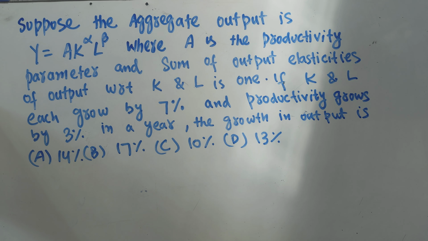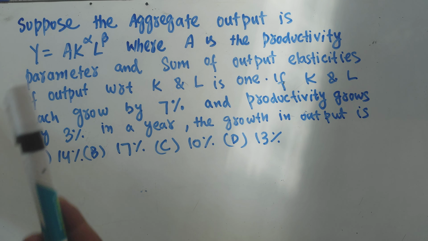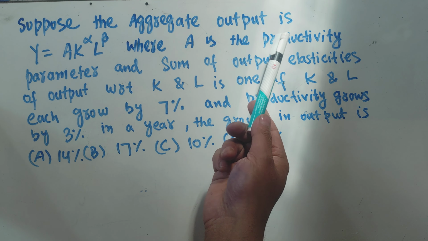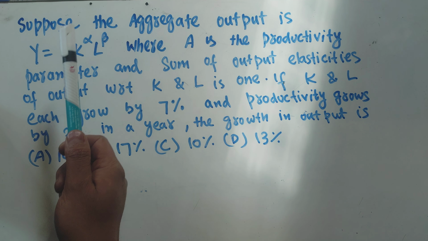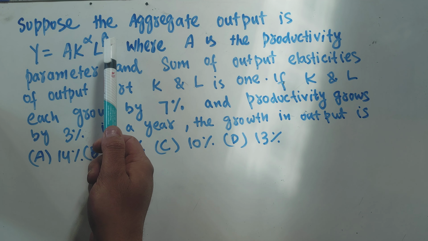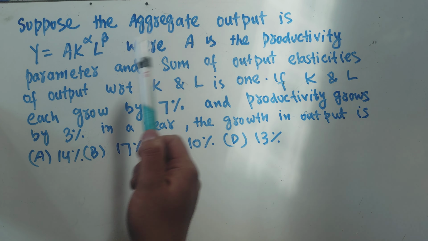Let us solve a question on how to find out the growth in output from the given Cobb-Douglas production function. The question is, suppose the aggregate output is given by this production function, that is Y = A K^α L^β, where A is the productivity parameter and the sum of output elasticities of output with respect to capital and labor is 1.